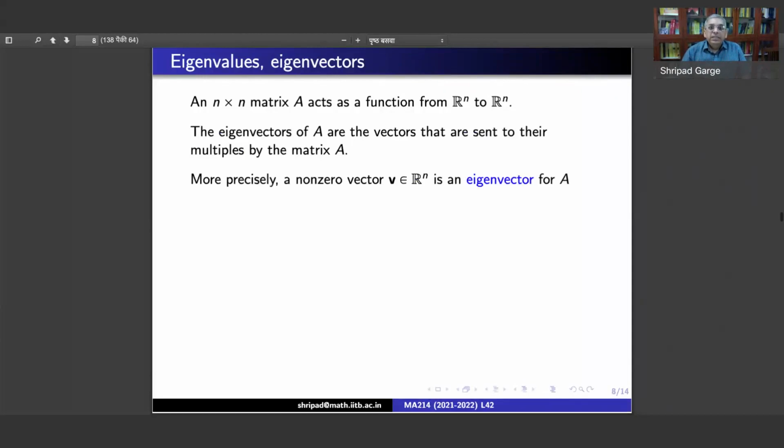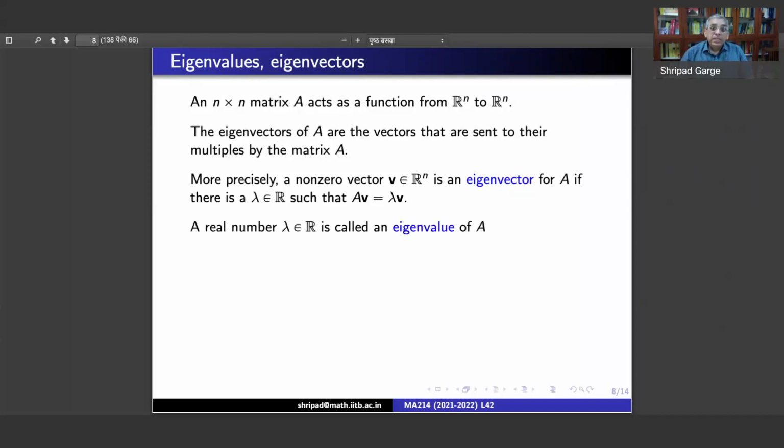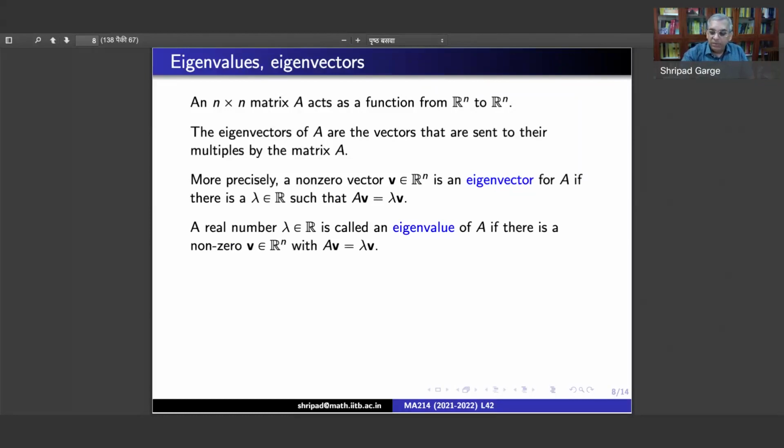What we take is that a non-zero vector V in Rn is called an eigenvector if you have that AV is lambda times V for a real number lambda. This is called an eigenvector. What is an eigenvalue? A real number lambda is called an eigenvalue if there is a non-zero V in Rn with AV equal to lambda V.